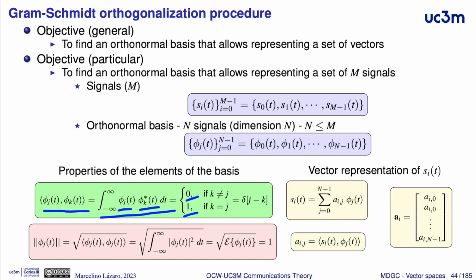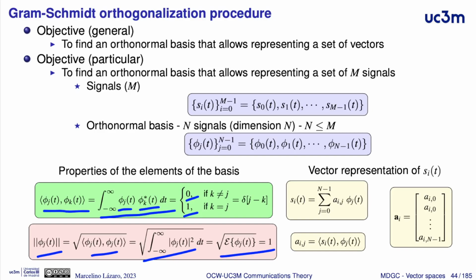With this definition of the inner product, the norm of a given element is equal to the square root of the inner product. This is equal to the square root of the integral of the square modulus of the signal. This is the definition of the energy. And this means that norm equal to 1 is equal to energy of the signal equal to 1.